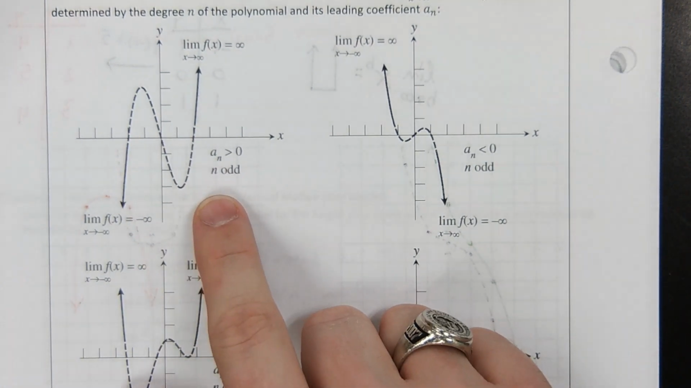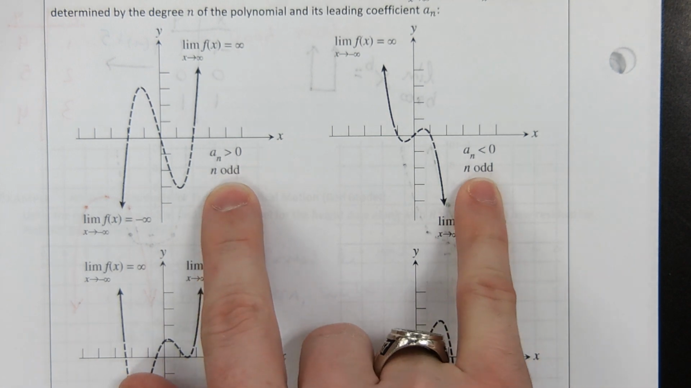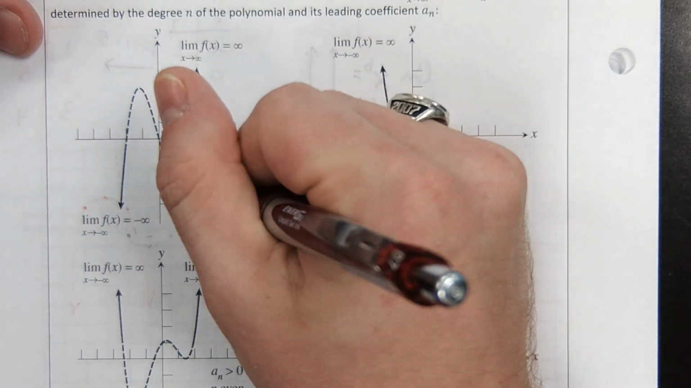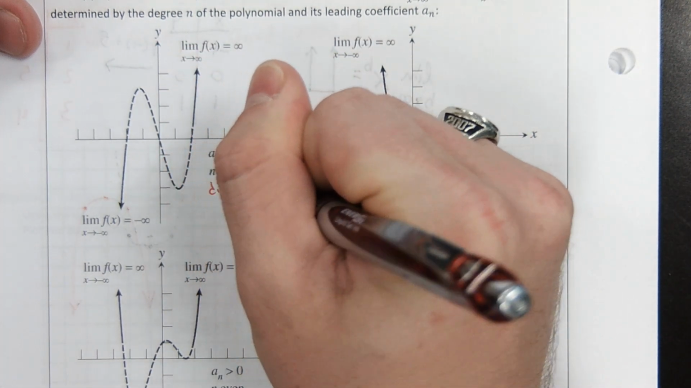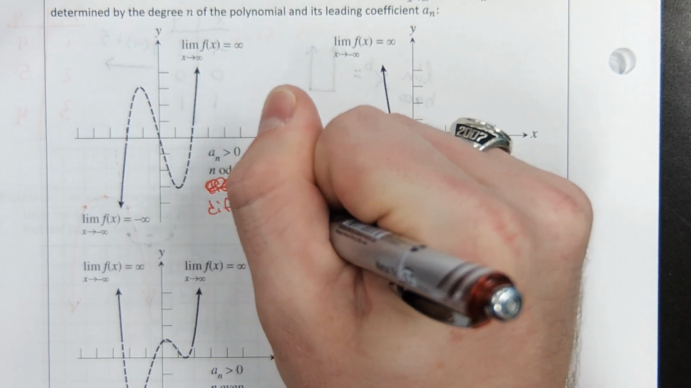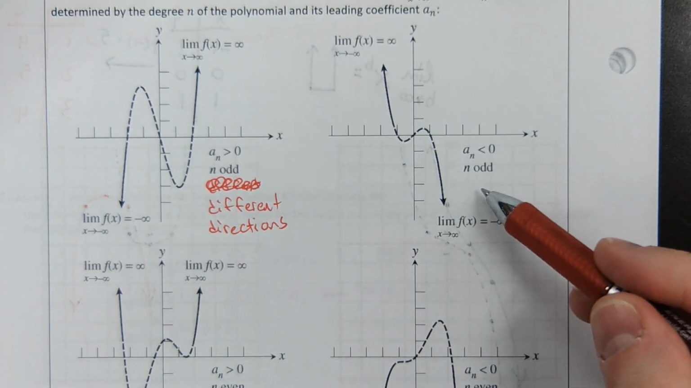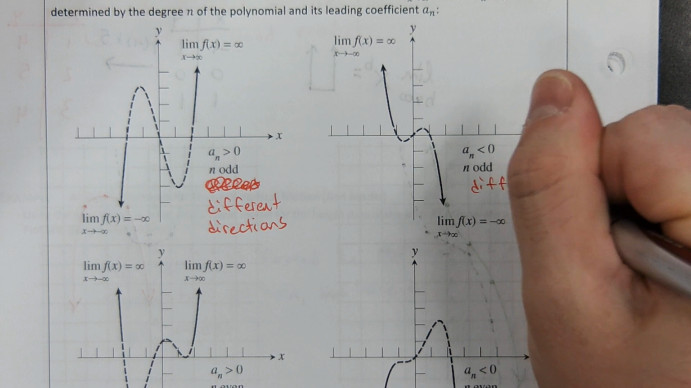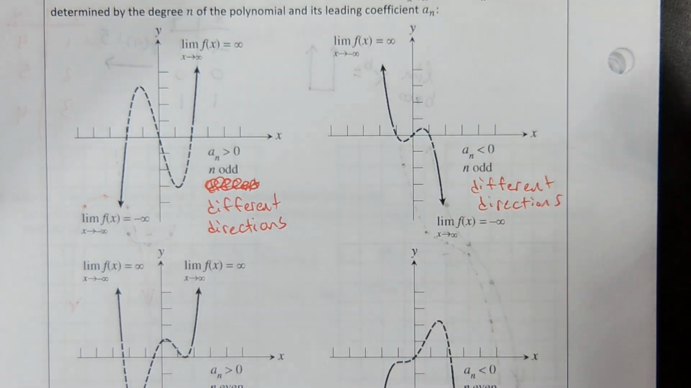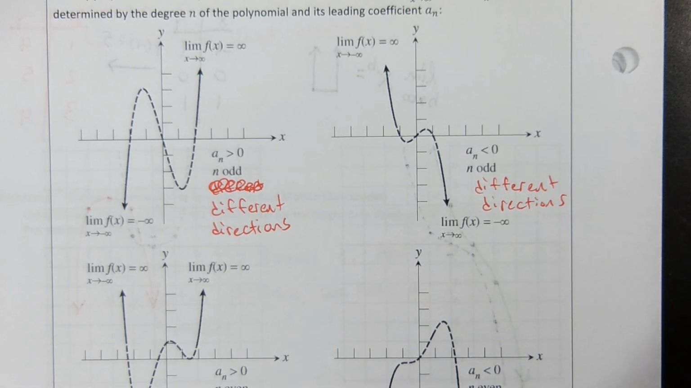Right here, what we have is odd degree. That's what we got going on up top. When the degree of the polynomial is odd, notice that the endings point different directions. Again, because the degree is odd, the endings will point different directions, one up, one down. So what determines left or right? The leading coefficient being positive or negative.